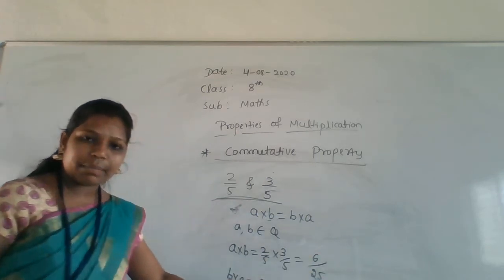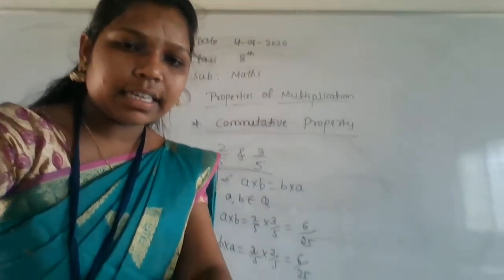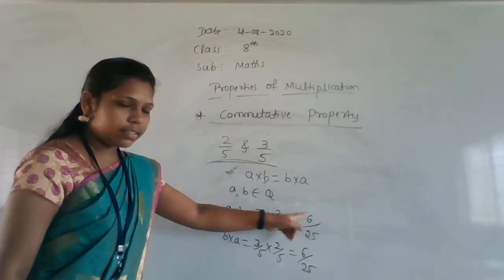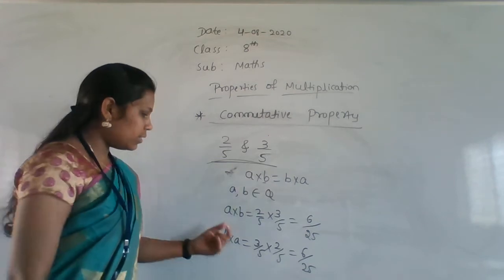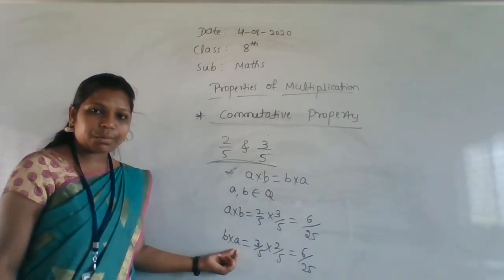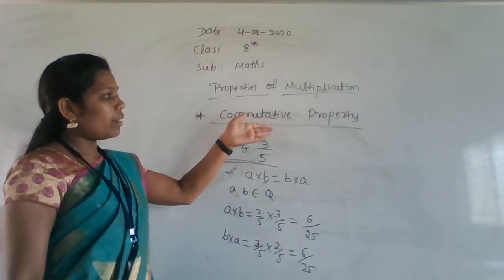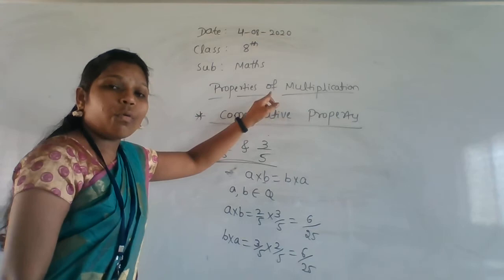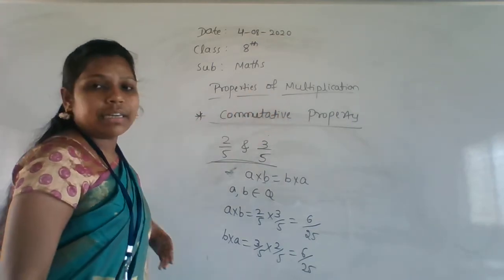Are we getting the same here? Please observe everyone properly here. We are getting the same, 6 by 25, 6 by 25. It is nothing but A into B is equal to B into A. So this commutative property holds good for multiplication. So this is also one of the properties of multiplication.